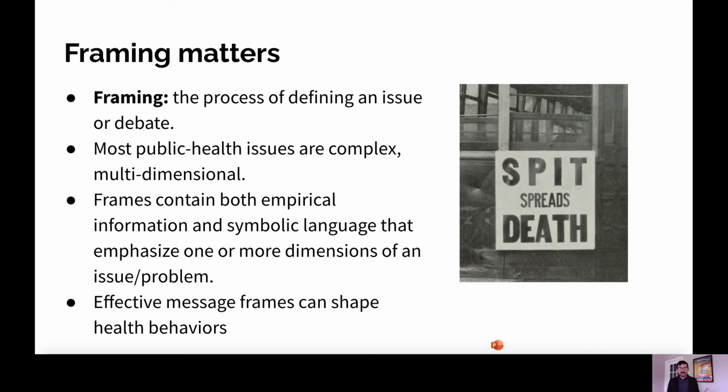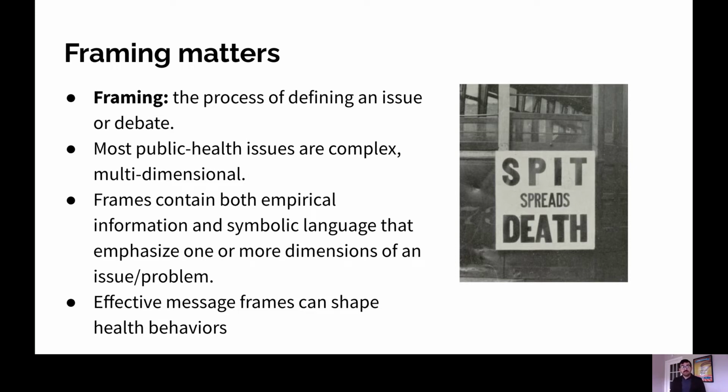And they're multidimensional, right? COVID-19 is not just a pandemic. There is an economic dimension to the crisis. There's a political dimension to it, and there's a social dimension to it in the sense that it's changing the way that we live in our social lives. So it's a really big, complex issue. And when we frame, we try to define that issue or draw a frame around it, if you will, in a particular way.